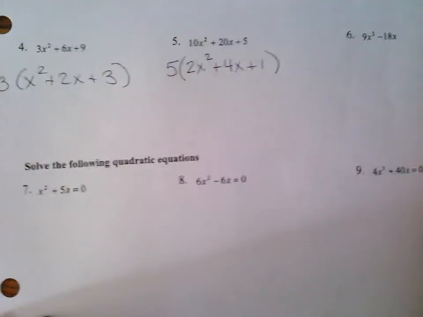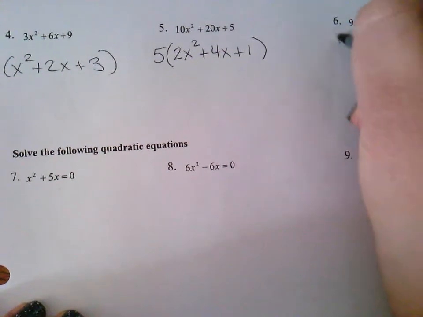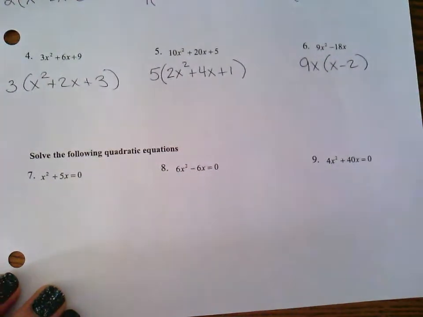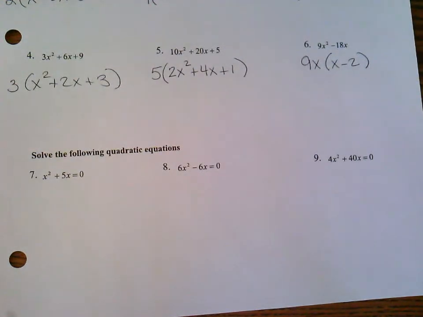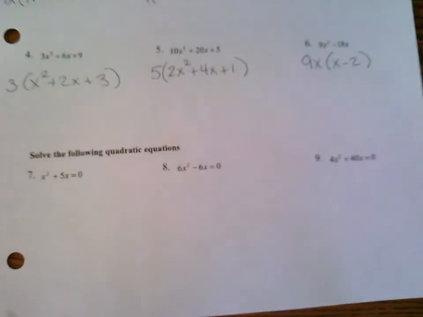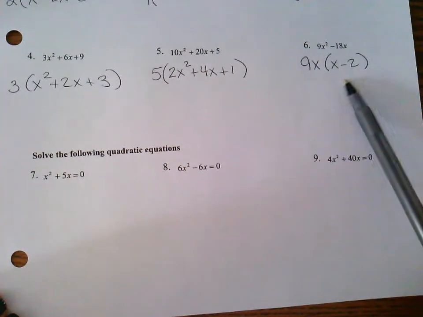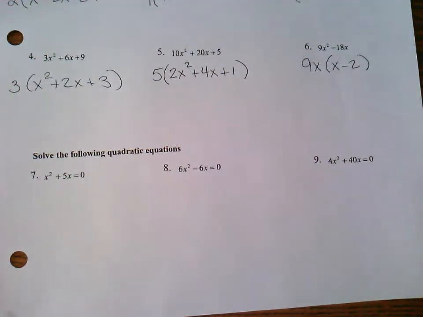And then the last one, you took out what? 9x? 9x times x minus 2. So if you didn't take out an x, make sure you write that in there because that's important. Right. And you want to make sure that you're good at this step because if this step's wrong, you're not going to get the right solutions.